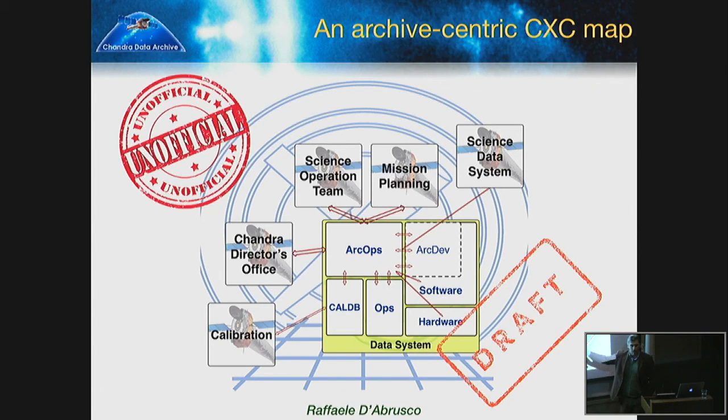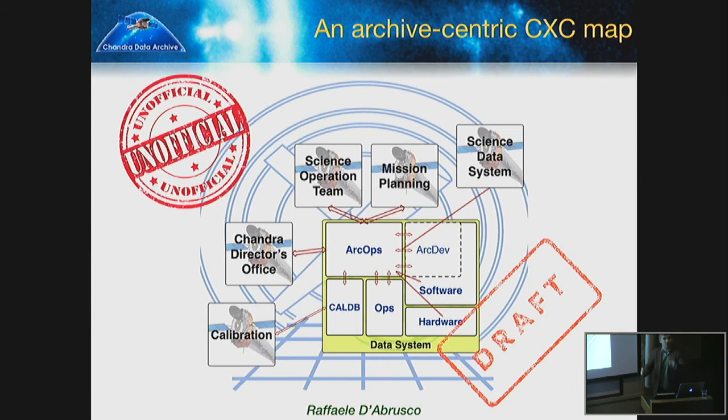But we are in very close connection with the Chandra Director's Office for everything that has to do with proposals, the accepted proposals, and the adjustments that we need to do in order to accommodate proposals based on target of opportunity or other things that do not fully enter into the long and short term schedule. But we also have a very strong connection and professional involvement with the science operation team and mission planning, for the parameters of the detectors that are used for each of the observations, and mission planning for the schedule and other things like that.